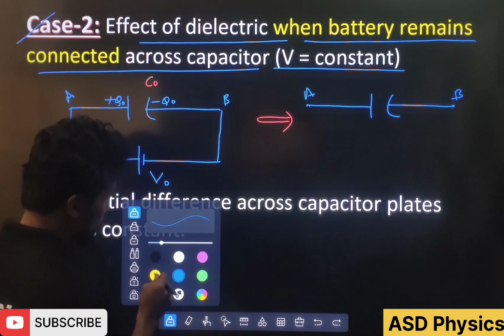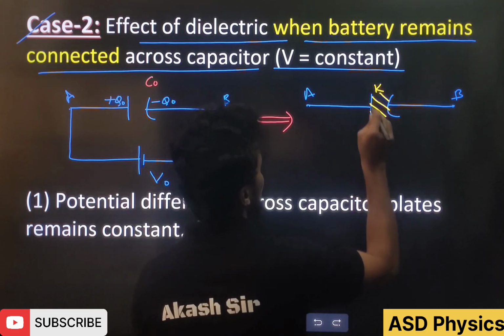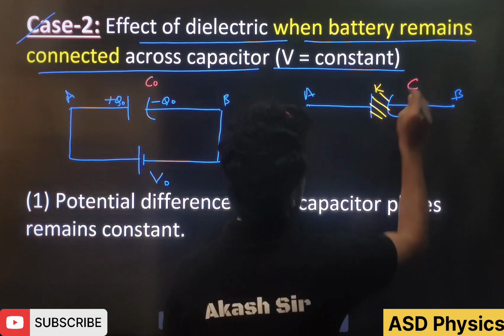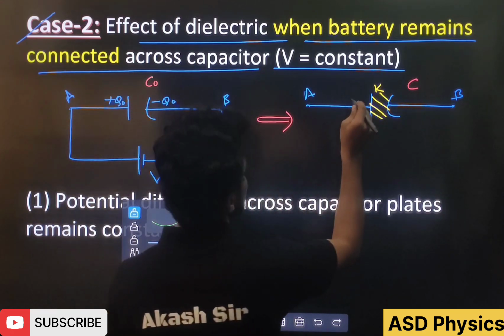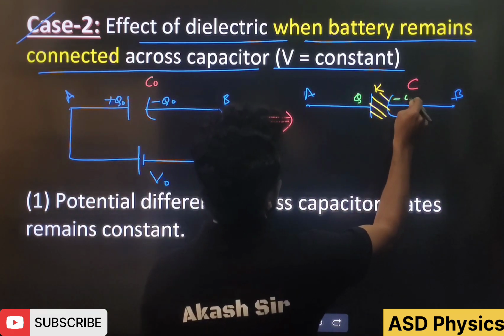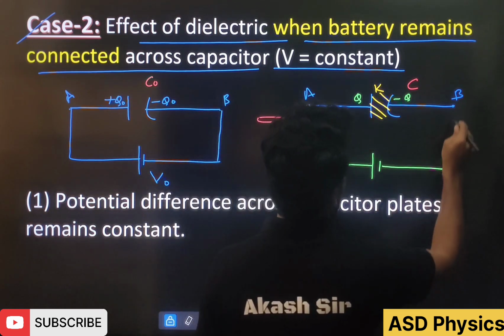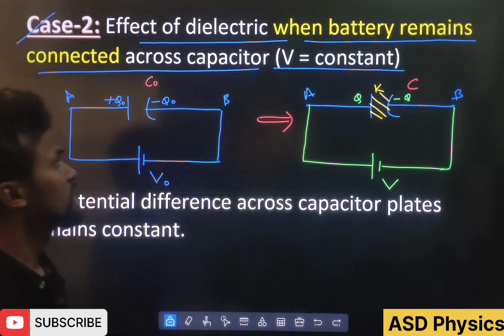And now what we are going to do? We are going to insert one dielectric here, completely, with dielectric constant K. And let's take in this situation the capacitance as C, and the charge as Q and minus Q. And the most important thing is that the battery is kept connected here.